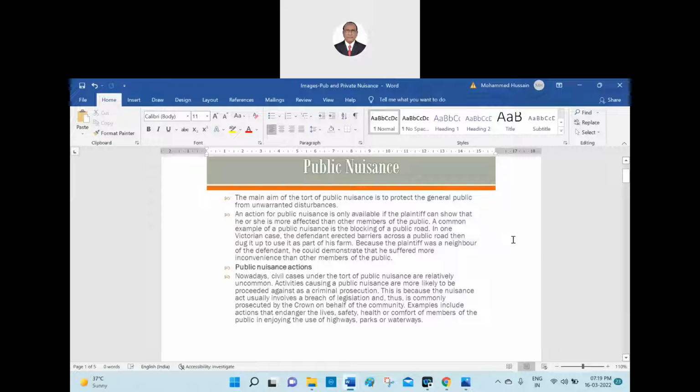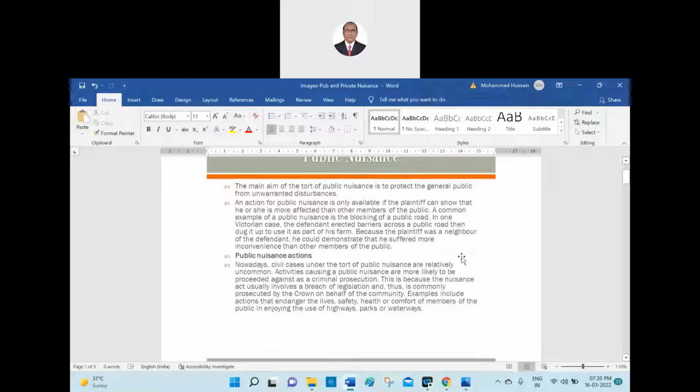An action for public nuisance is only available if the plaintiff can show that he or she is more affected than other members of the public. A common example of public nuisance is blocking of a public road, as when one dug it up to use it as a part of his farm. Because the plaintiff was a neighbor of the defendant, he could demonstrate that he suffered more inconvenience than other members of the public. Then even a public nuisance became a private nuisance because he suffered more than the other people suffered.